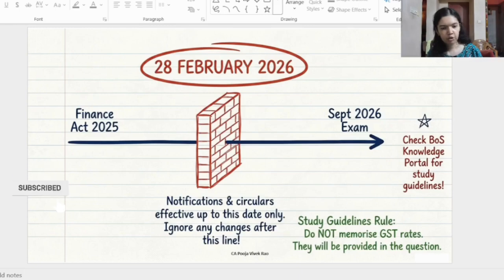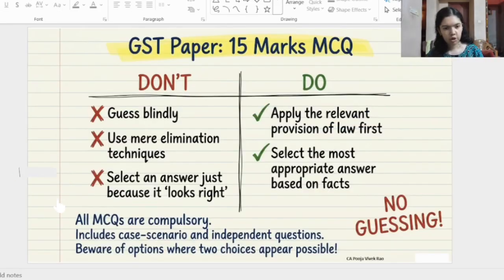This is the cutoff date highlighted in the BOS session. So if a provision was amended after this cutoff date, that subsequent change is not to be considered for your September 26 exam. Also, while solving questions, practicing past exam papers or revising amendments, always keep the applicable cutoff date in mind. Now coming to the question paper pattern. GST carries 15 marks for MCQs and 35 marks for descriptive questions. The MCQs can include case scenario based MCQs as well as independent application based MCQs.